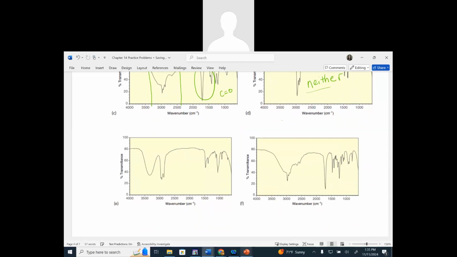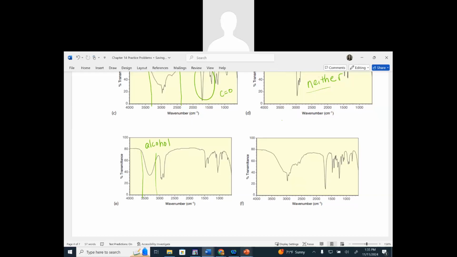So what we see is this broad signal, once again from 3100, we could say somewhere in here, to about 3600. So this would again be an alcohol OH stretch shown here.